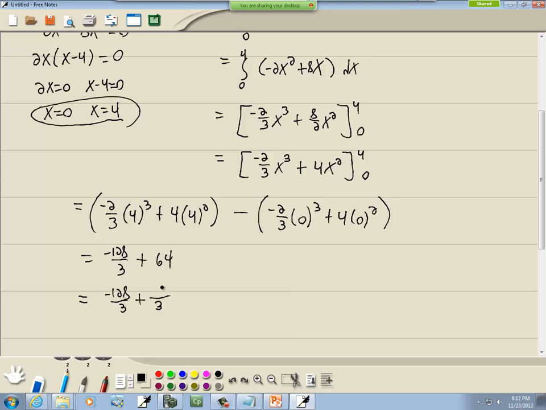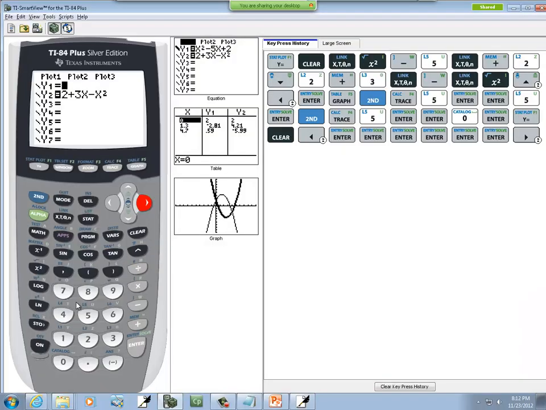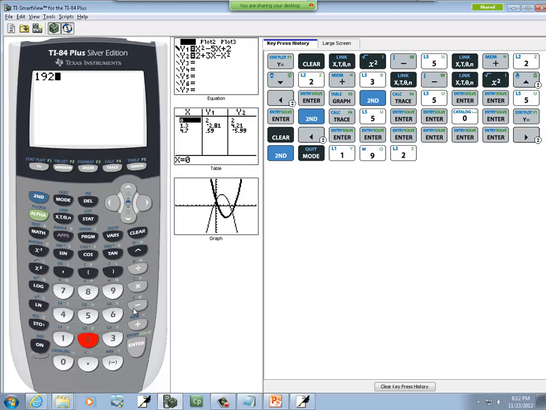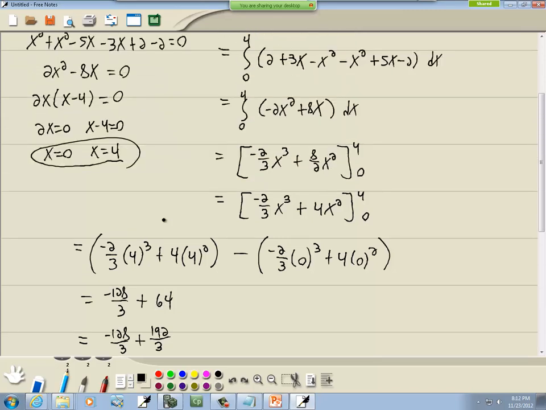Get a common denominator. Rewrite 64 as 192 over 3. And 64 thirds? I'm not very good with basic math. Let me see. Exit out, second mode. 192 minus 128. 64. Okay. Assuming no basic math error, then that's our answer.